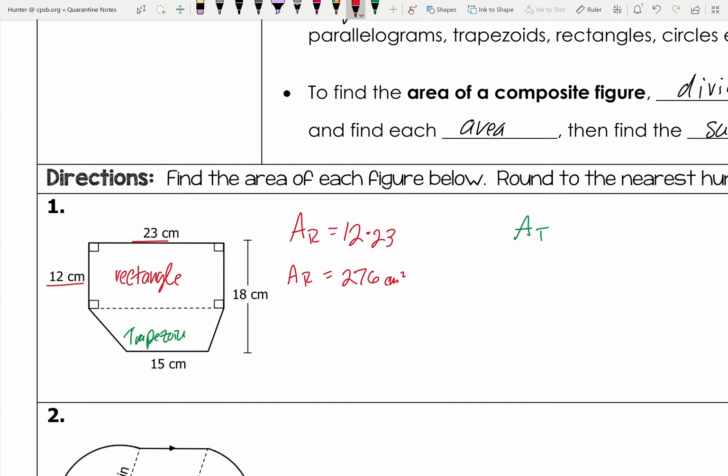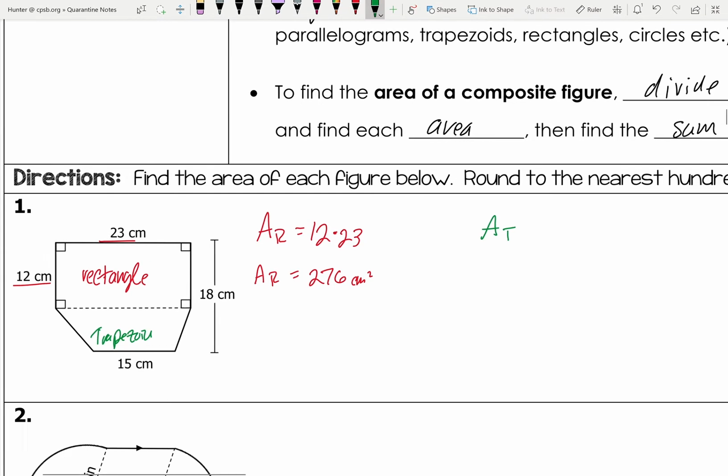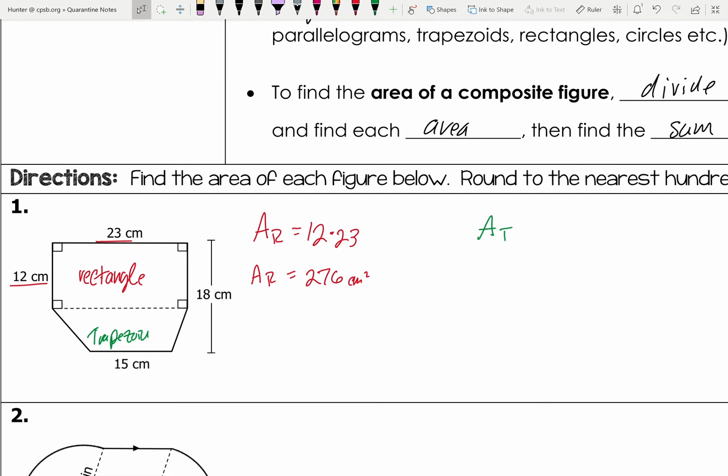And now for our trapezoid, using the formula for area of a trapezoid, we plug in what we have. Okay? So, I know for a trapezoid I need the height, which is the perpendicular distance between the 2 bases. To find this distance right here, the height, I can take the total height of the composite figure, which is 18, and subtract the height of the rectangle. So 18 minus 12 will give me that this is 6 centimeters.